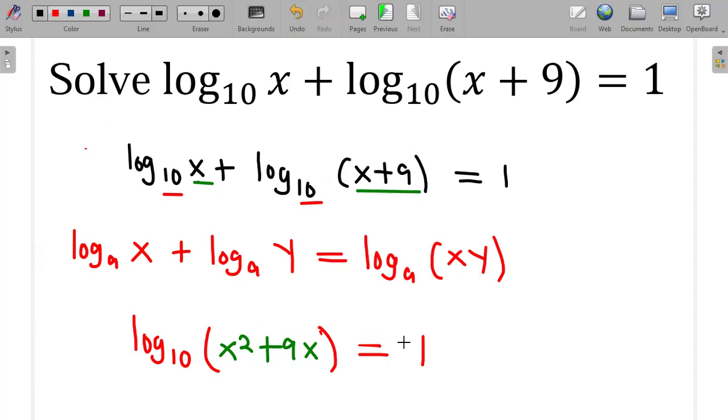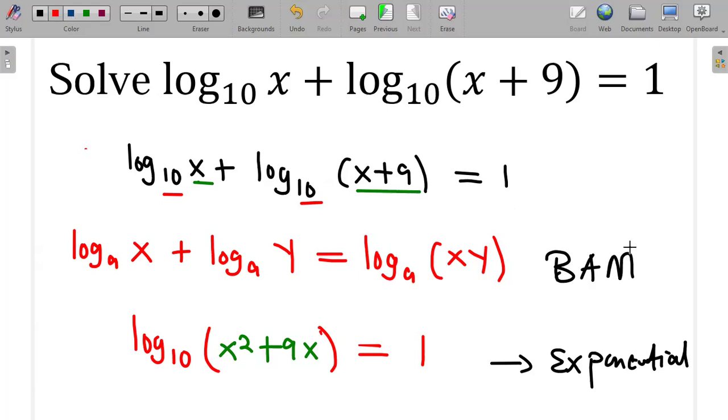And then the next step here is to convert this log form to an exponential form. So how do we convert the log to the exponential? We simply use BAM. Now this BAM here does not mean the things that make men go crazy. No. In our case, BAM will mean base to the power answer is equal to what is in the middle.